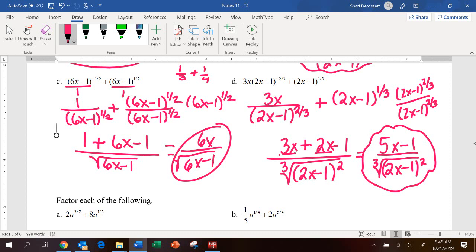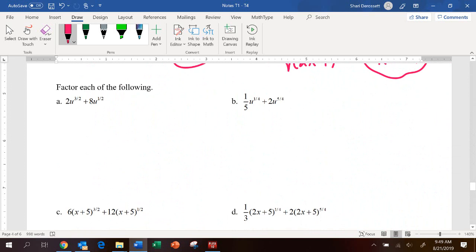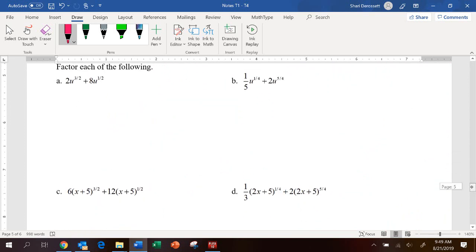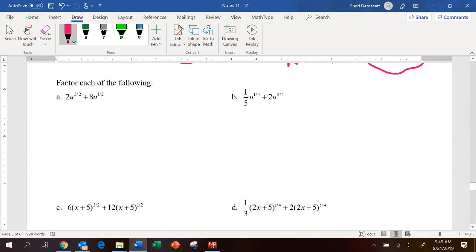All right, so a little more factoring down here. Okay, so when we're factoring, this is just GCF work. That's all it is. So if I have these two, 2u to the 3 halves, 8u to the 1 half, what is the common factor?